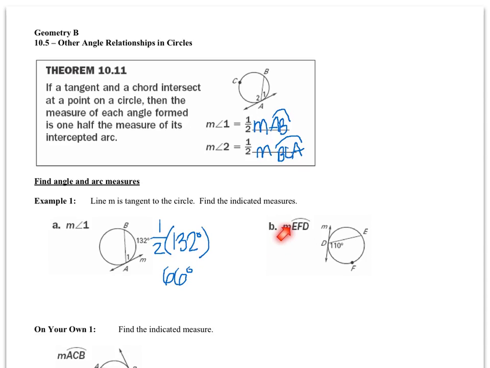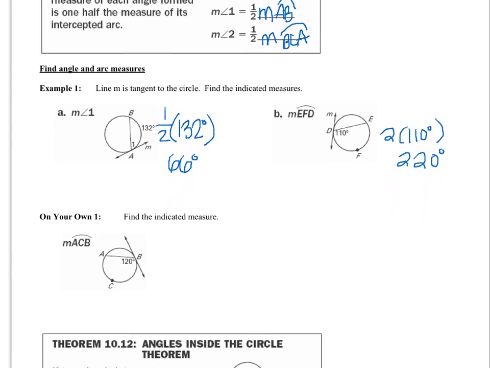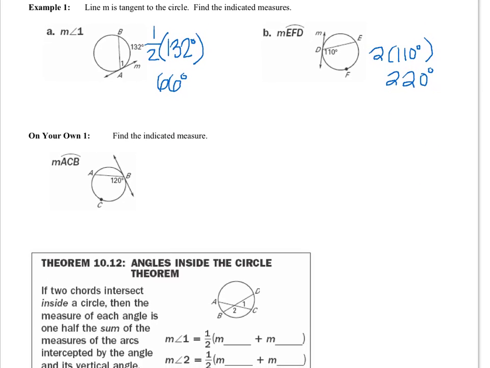Right here we want the measure of arc FED. So my angle is 110 degrees, my arc is going to be twice that. So I can say 2 times 110 degrees, which is 220 degrees. So try this one on your own.